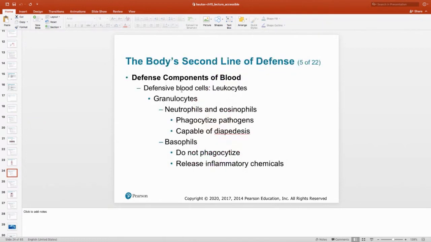So they're defensive blood cells, and what do they do? Well, the neutrophils and the eosinophils are going to phagocytize pathogens. They're going to eat them and chew them up. They're capable of something called diapedesis, which means they can squeeze through the capillaries and get out into the tissue surrounding the capillaries. So they can get out of the bloodstream and be effective there. The basophils don't phagocytize, but they release inflammatory chemicals. So they're going to act differently.